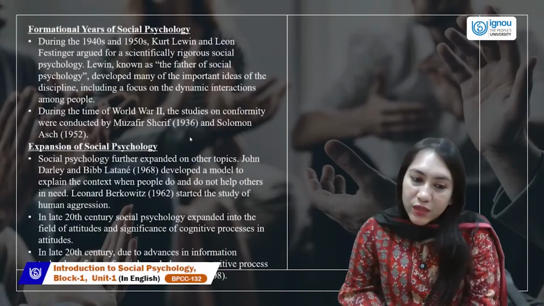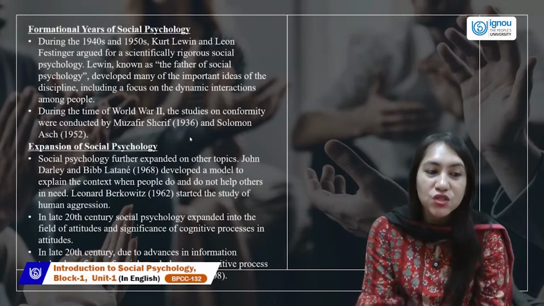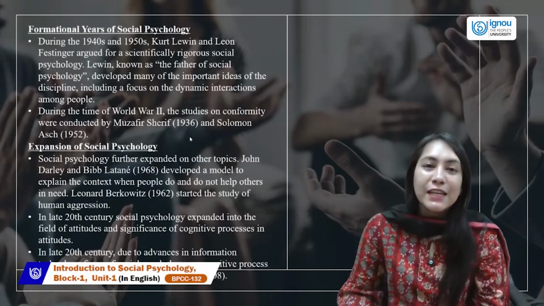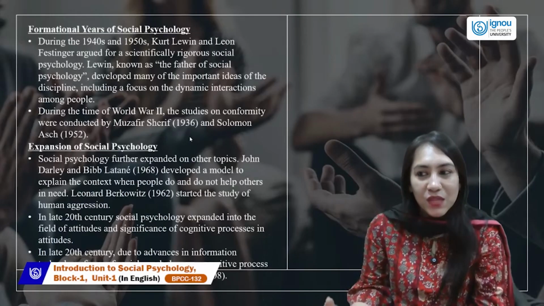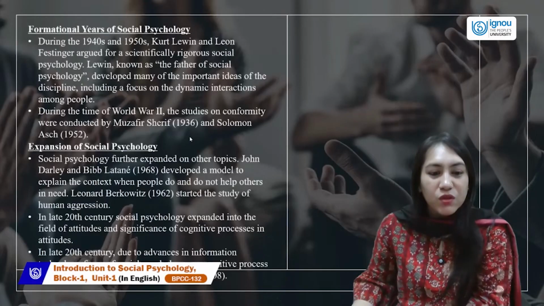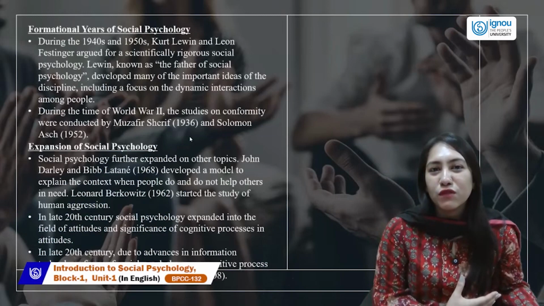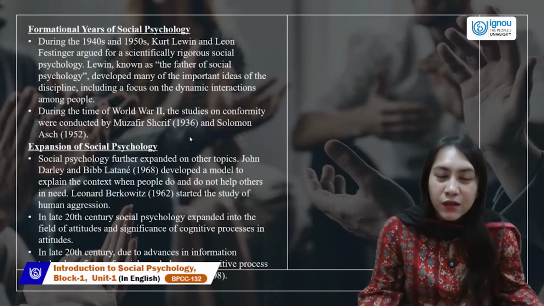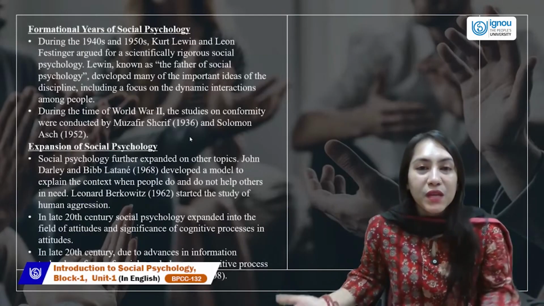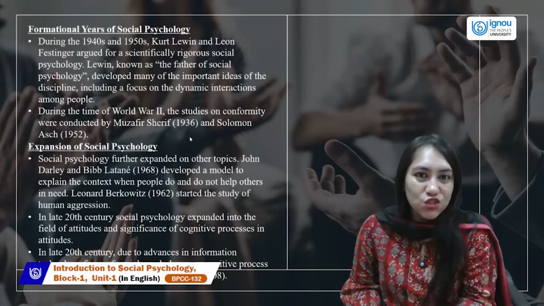Then Leonard Berkowitz in 1962, again in the formative and expansion time of social psychology, studied human aggression. Human aggression was studied very vastly, asking what leads to aggression: is it the presence of other people, the pressure of other people, the absence of other people, or is it an internal process? By the 20th century, the psychology of social conditions increased into a greater field. We started studying attitudes and behaviors, and how attitude can change your behaviors and your cognitive processes, which are thinking, reasoning, problem solving, and decision making, in a social context.